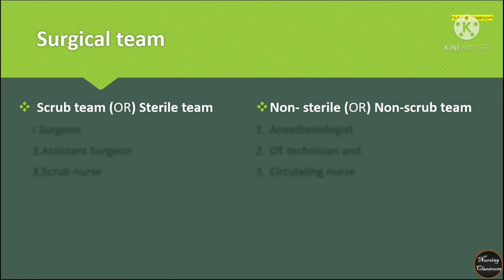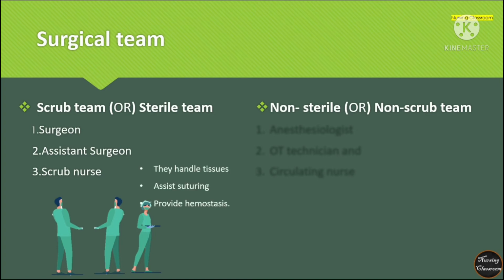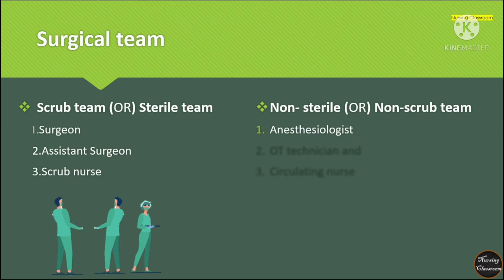The scrub team includes the surgeon and assistant surgeon, who perform the surgical procedure and aid the surgical team. The scrub nurse works under the direct supervision of surgeons. They handle tissues, assist suturing and provide hemostasis. The next team is the non-sterile or non-scrub team. This team includes the anesthesiologist, the one who anesthetizes the patient and maintains the patient's anesthesia and condition throughout the surgical procedure. Other people in the non-sterile team are the OT technician and circulating nurse.